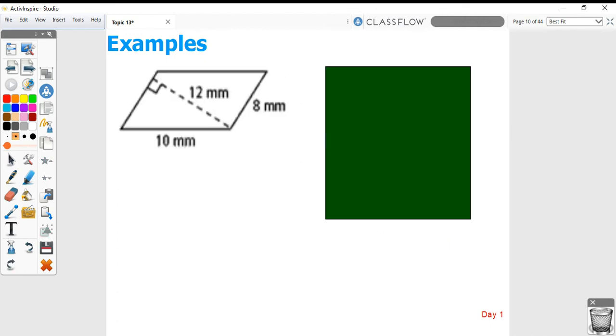Look at our next example. Actually, no. We're going to go to this one next.